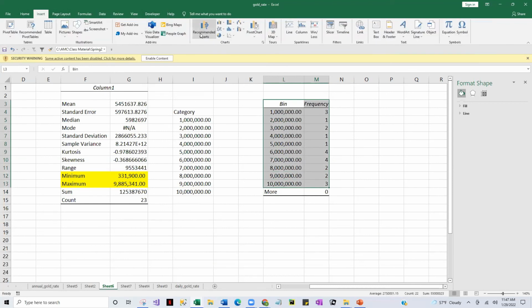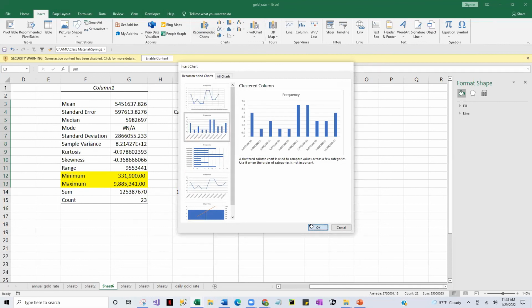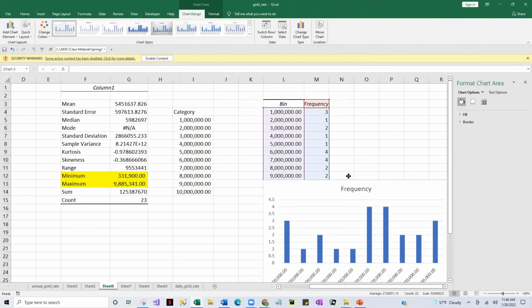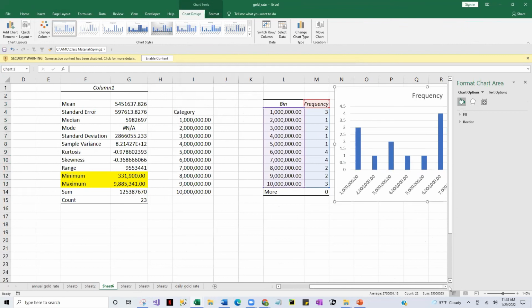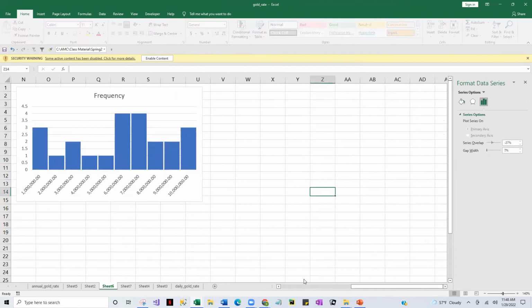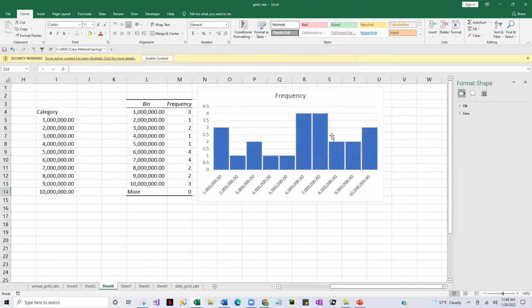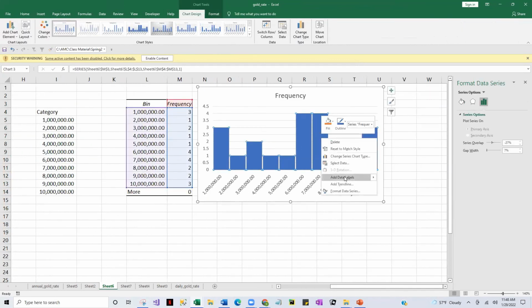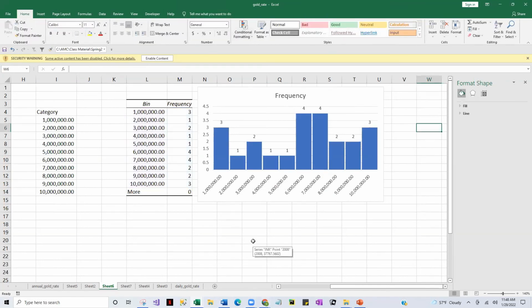Insert charts. And I want this chart. And here I'm going to find this. And then I'm going to click on this. And here I'm going to do this. So this is my histogram. And if I want to add a chart label, I can add the chart label, a data label. I can add the labels. You can change it. So are you good with this one? The main purpose is how you're going to analyze it.